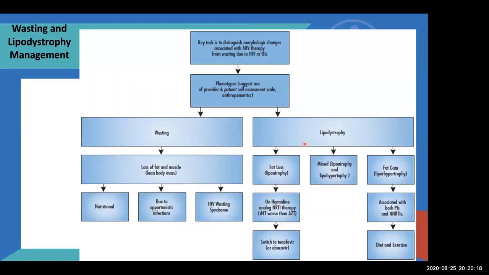So how do you manage this? Well, the first thing is to make sure that you are able to differentiate wasting from lipodystrophy, right? Because with wasting, a patient is losing both fat and muscles. These are very sick patients, sometimes due to AIDS itself, or even other opportunistic infections like TB, chronic diarrhea. And so here we're talking about a very sick patient. Lipodystrophy generally happens on patients who are stable, who are on ARVs for a while, specifically your NRTIs. And it can either be fat loss or fat gain, right?